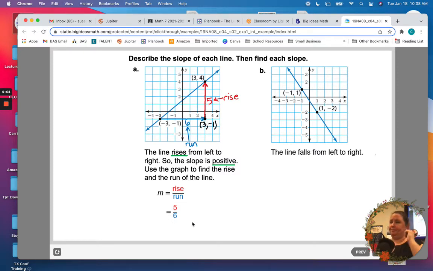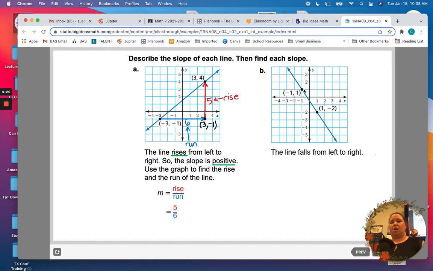That makes sense. Good, because you're going to see this a million more times before you finish college. Okay, so make sure you understand rise over run. Any questions before I keep going? No. Okay, let's look at B.